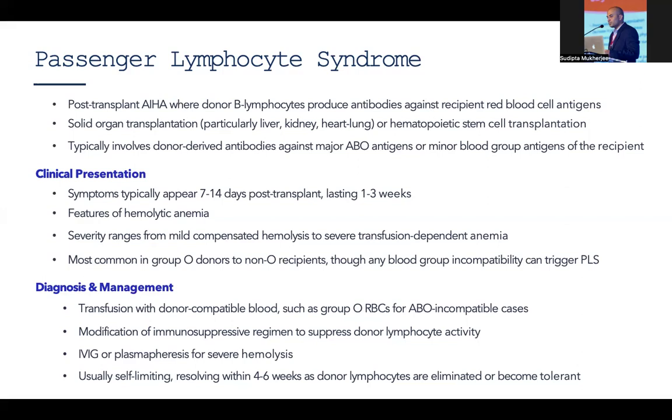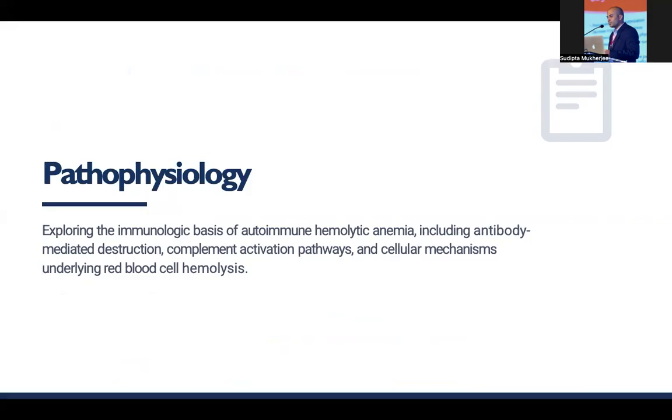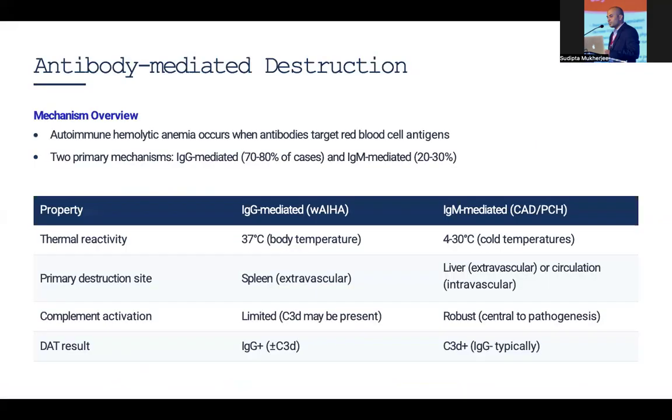For management, transfusion with donor-compatible blood, such as group O RBC for ABO incompatible cases, and modification of the immunosuppressive regimen to suppress the donor lymphocyte activity. Some patients may need IVIG and plasmapheresis for severe hemolysis. This is mostly self-limiting, resolving within 4 to 6 weeks as donor lymphocytes are eliminated or become tolerant with the patient's body. If you look at the pathophysiology, I've already discussed a bit. It's antibody-mediated destruction.